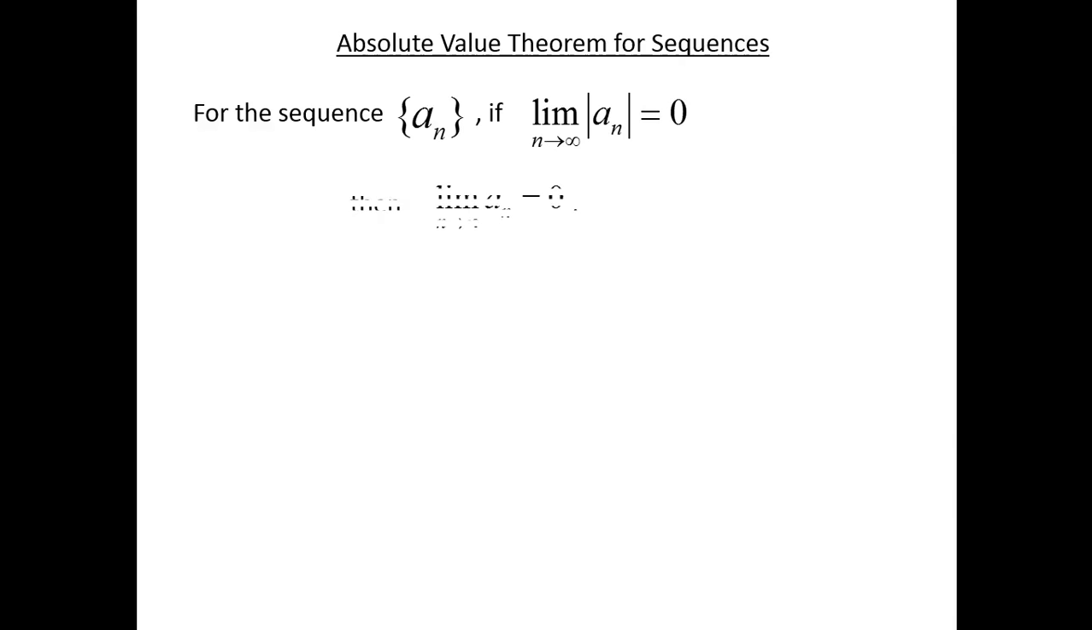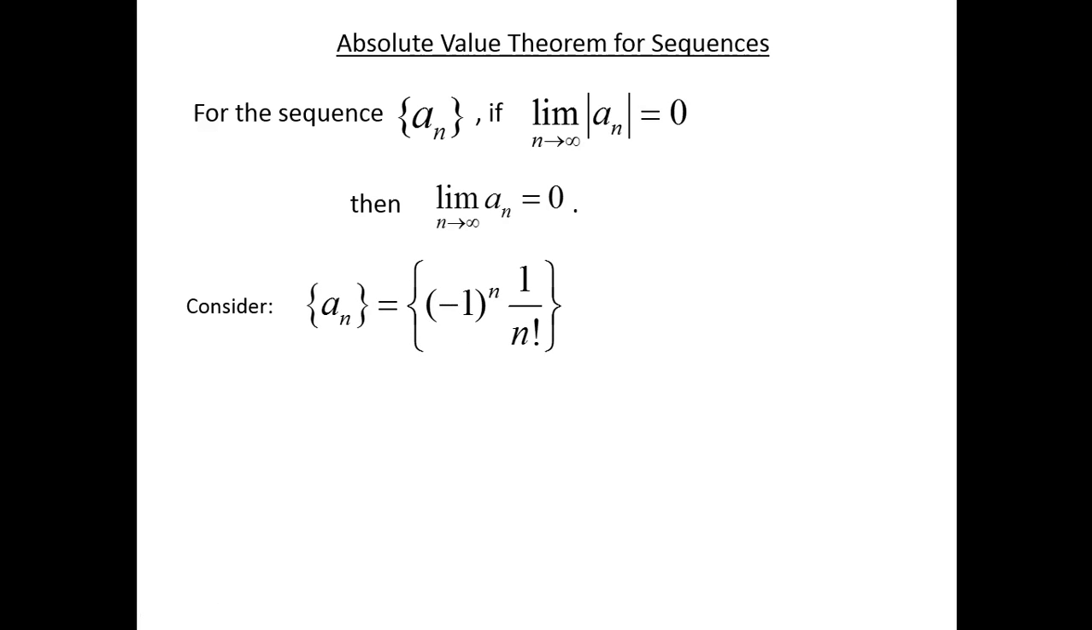Okay, so the next thing I want to talk about is something called the absolute value theorem for sequences. And this theorem says that for the sequence a sub n, if the limit as n goes to infinity of the absolute value of the sequence goes to 0, then the limit of the sequence also goes to 0. This would be useful if we've got a sequence that involves negative terms. We can evaluate the limit of the positive terms only, and if it goes to 0, then that tells us that the original sequence also goes to 0.